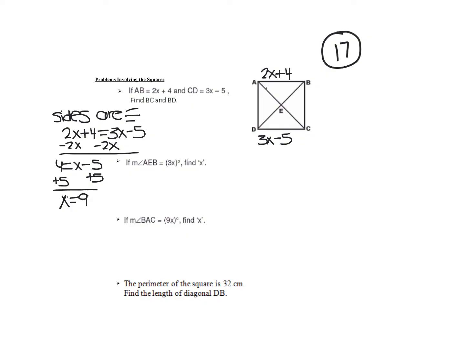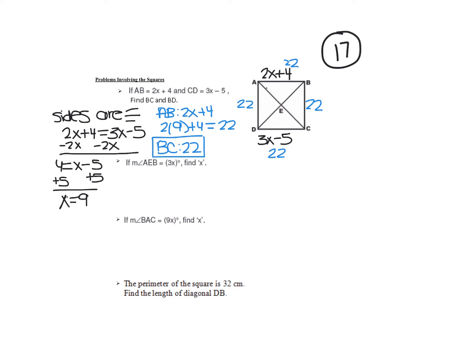Now, it doesn't ask us specifically for x. What it does ask us for is what is BC. So since we know all the sides are the same, I can plug back into any of these. So I'm going to plug back into AB. 2 times 9 is 18, plus 4 is 22. So BC is going to be 22 as well. All the sides are going to be the same. 22, 22, 22, and 22.